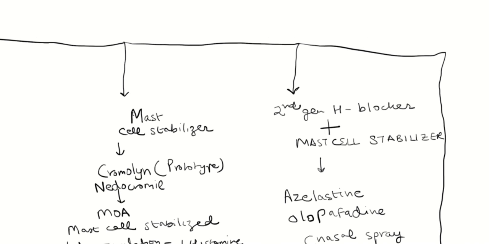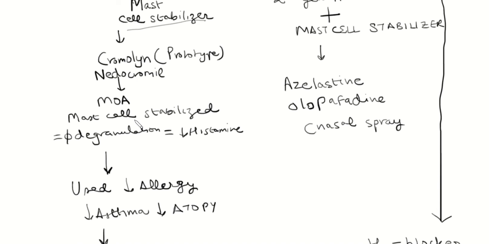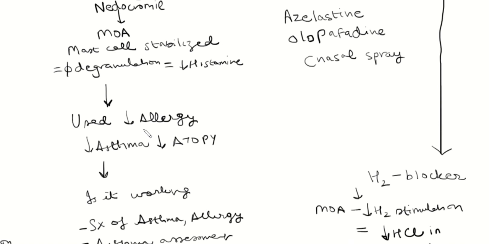So remember the drugs where they stabilize the mast cells and prevent them from degranulating. They don't degranulate, no histamine, no symptoms. Okay, so that's what we're going to talk about. Drugs, cromolyn, nedocromil. And cromolyn is the prototype drug. Mechanism of action, I think we've talked about that one. Its use, allergy, asthma, and atopy.